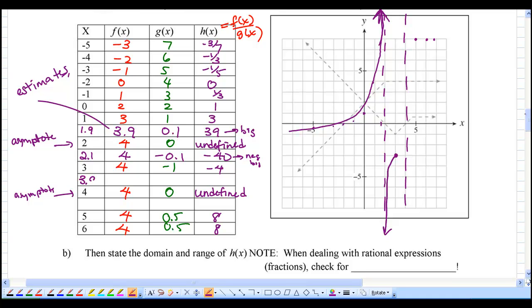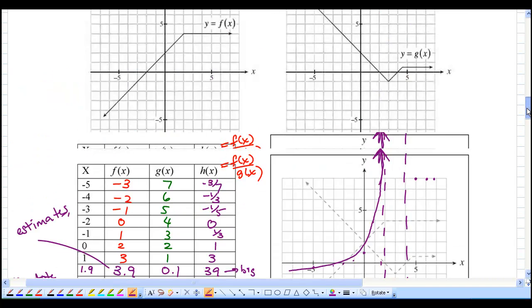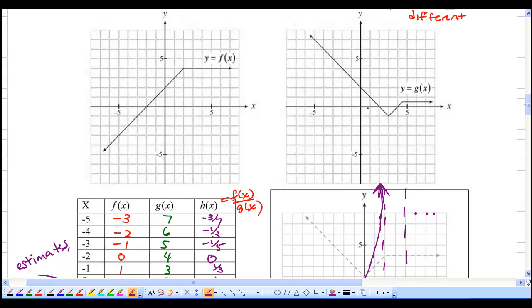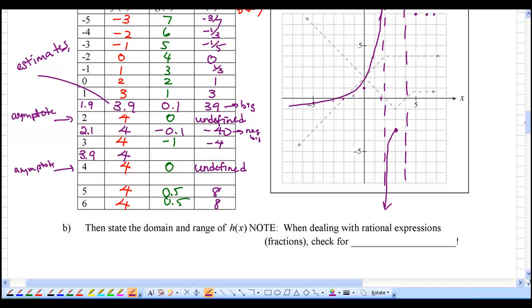so I'm going to ask you to try 3.9. Okay, you can find the numbers. At 3.9, I believe this is still 4. And at 3.9, the g of x function, let's see, 1, 2, 3, 4, gets closer and closer to 0 again, but it's still negative. So once again, negative 40, way down here.